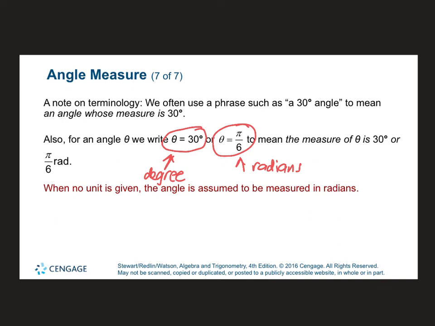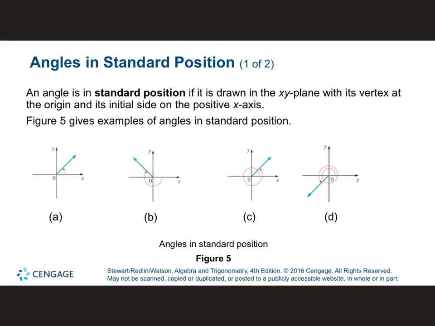When no unit is given, then it's assumed to be in radians. Say they told you that theta was 4. How do I know that's not degrees? What is it missing to tell me it's degrees? The little degree sign. So just make sure you guys are aware of that. Unless they tell you a little degree sign, you assume it's in radians.